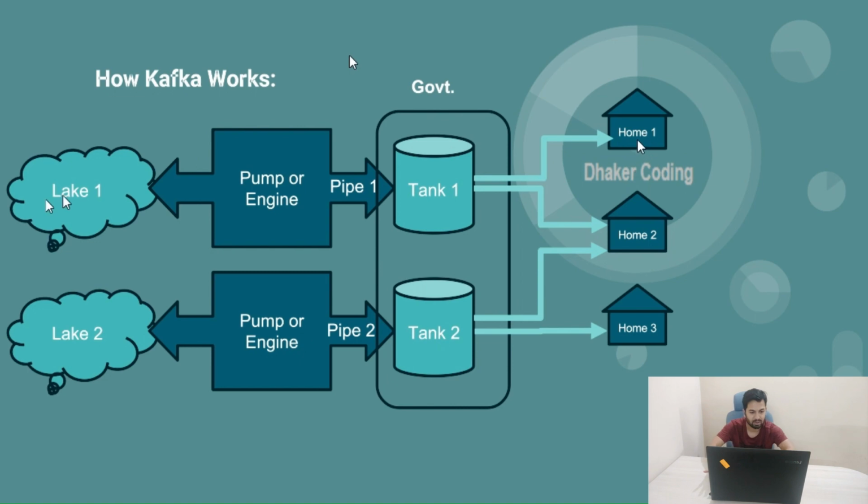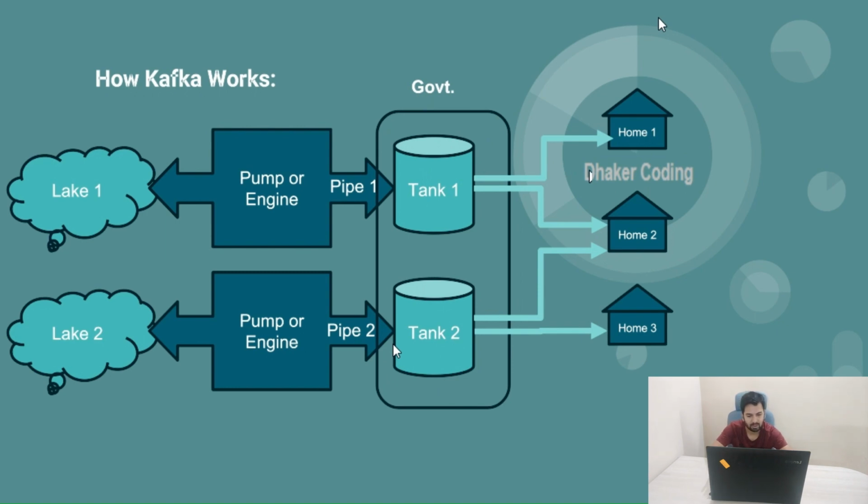Now let's say home one, home two, and home three are the consumers. They have to be subscribed to the topic, saying I need the data from these resources. There would be multiple tanks, tank one, tank two, and so on, and those have to be monitored by the government.